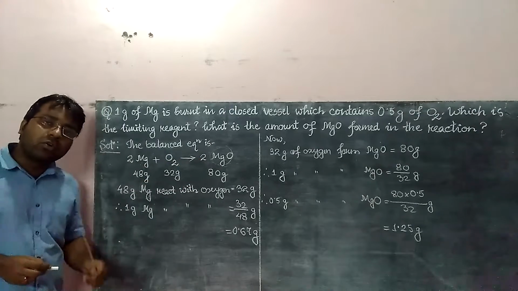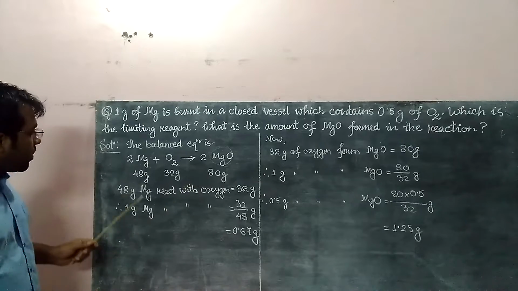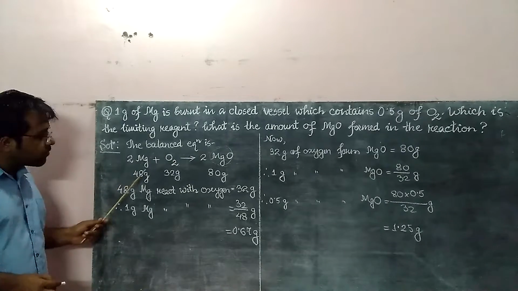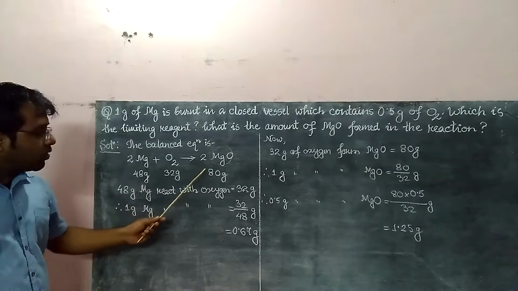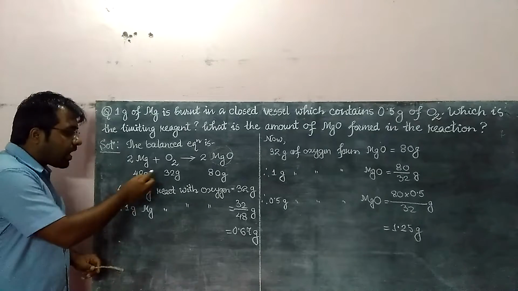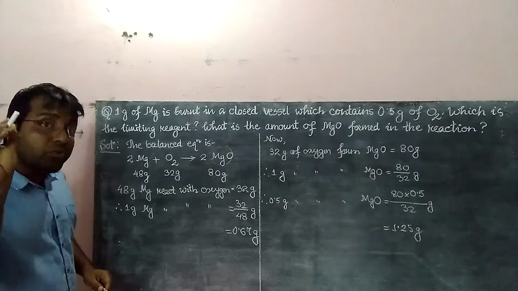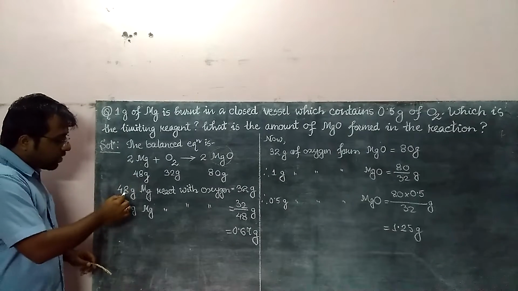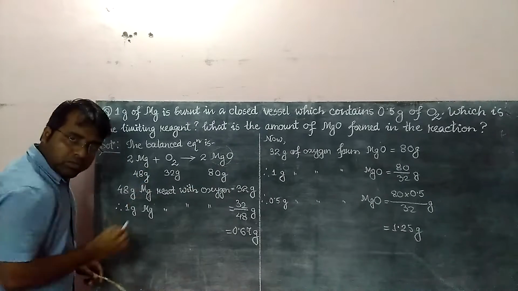Now what we need to do? We need to take out the mass of each component. So mass of magnesium according to the equation will be 48 gram. O2 will be 32 gram, and MgO will be 80 gram. Now we have to consider any one of these two to check the limiting reagent. You can write in this manner: 48 gram Mg reacts with 32 gram of oxygen.